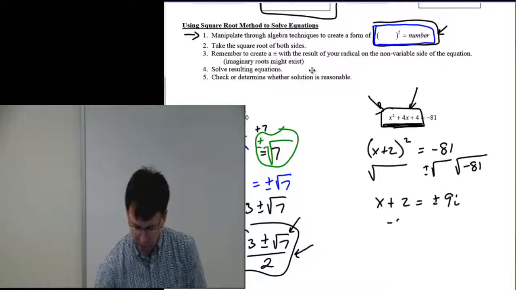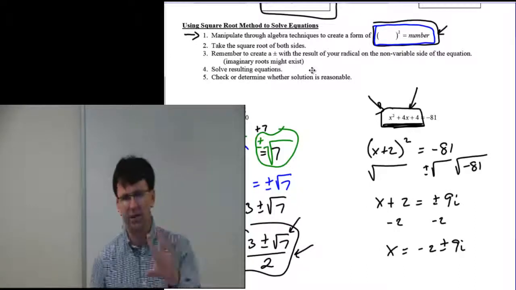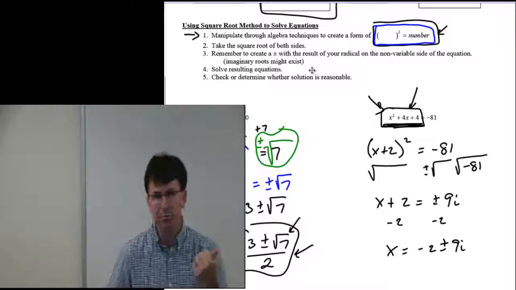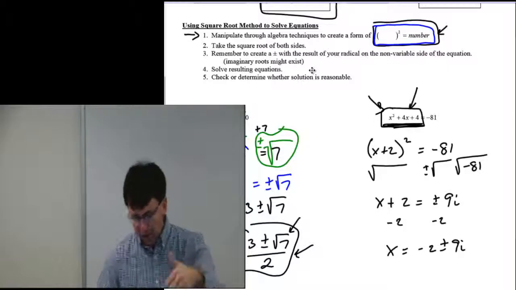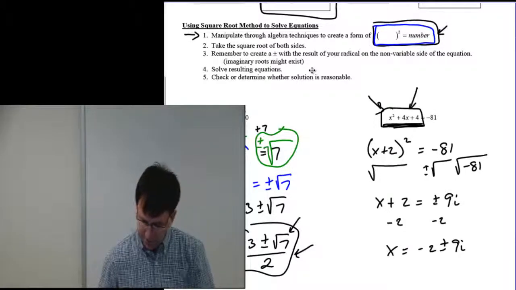I just need to subtract 2 from both sides of the equation, and I'll get x equals negative 2 plus or minus 9i. And again, there's my 2 answers. Don't forget, always 2 answers. Negative 2 plus 9i and negative 2 minus 9i is where we're at on this problem.